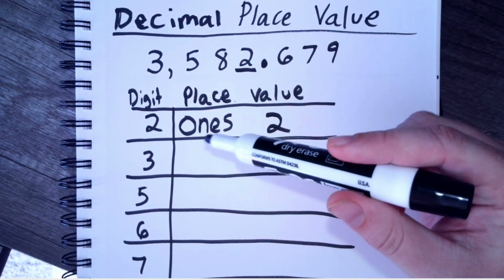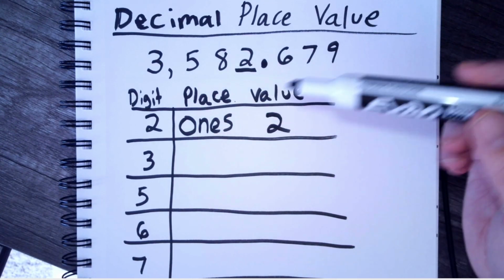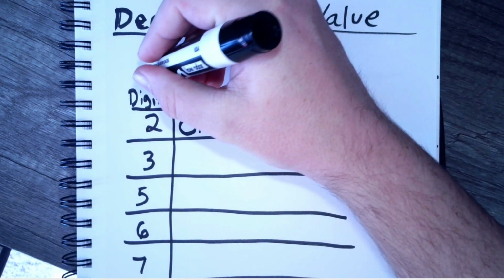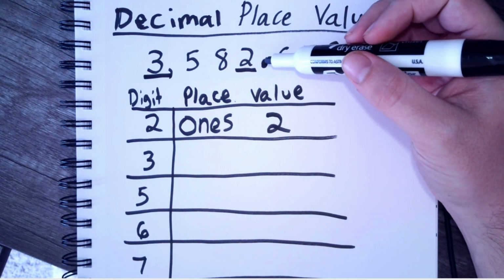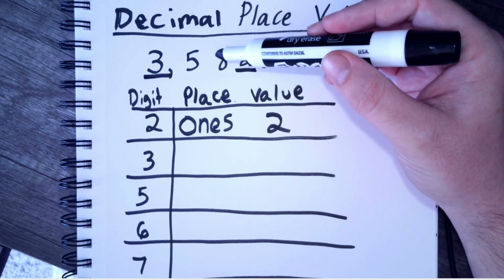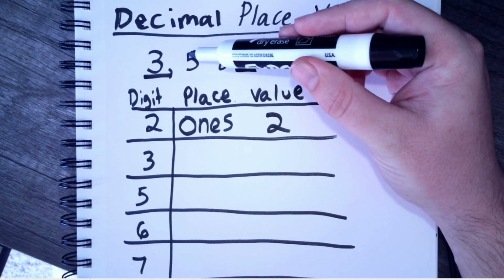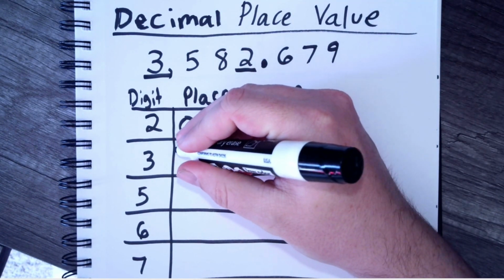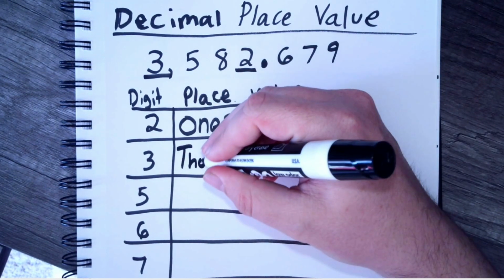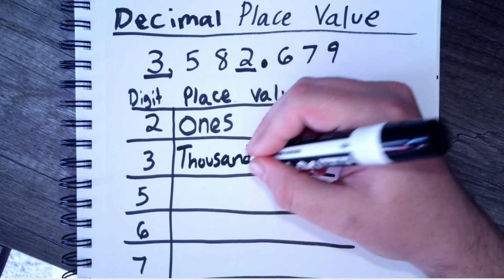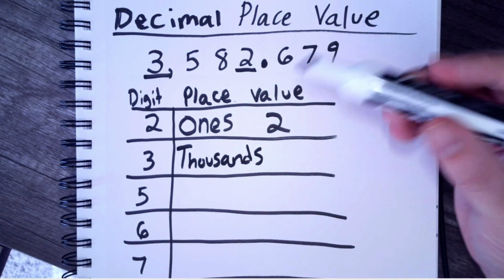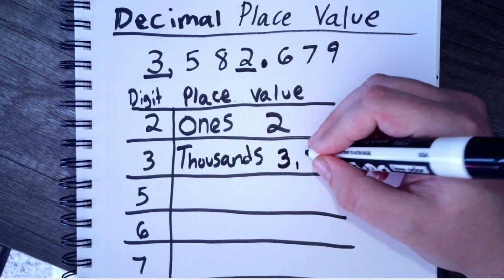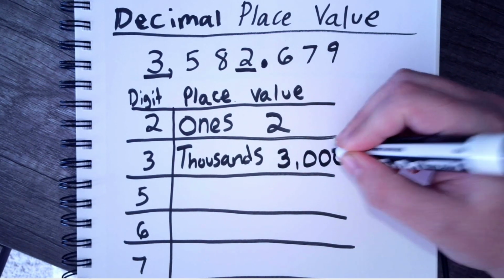Okay, so the next one would be the 3. So I go and I find my 3 first. I find my decimal. The 3 is going to be way over here on the left. I'm going to locate that, and then we're just going to count. So we got ones, tens, hundreds, and then what place would come next? Thousands. So that place is the thousands. And I have 3 thousands, so my value is 3,000.